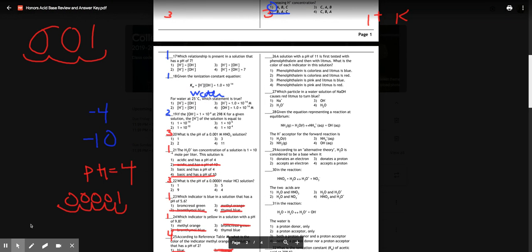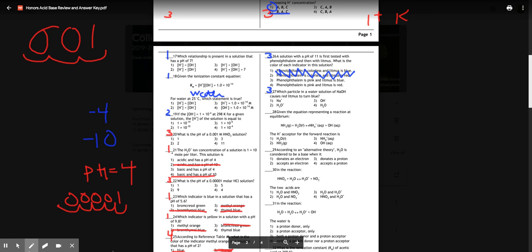A solution with a pH of 11, that's base, is first tested with phenolphthalein and then litmus. What is the color of each? Now think of the titration lab. Phenolphthalein in a base is pink. Litmus with a pH of 11 is going to be blue. It's very high, so that's going to be choice 3. Which particle in a water solution of sodium hydroxide causes red litmus to turn blue? So litmus is turning blue in high pHs. High pHs are bases. Bases use hydroxides.